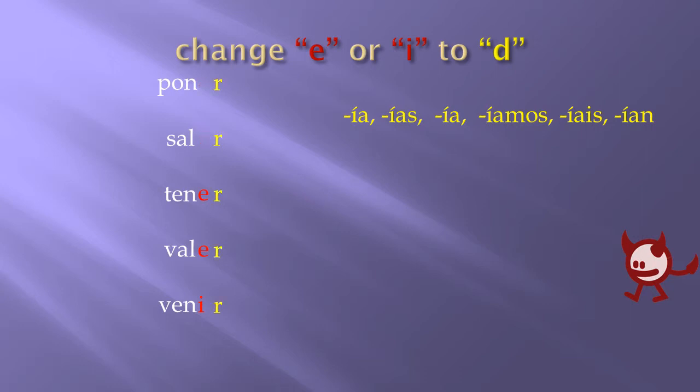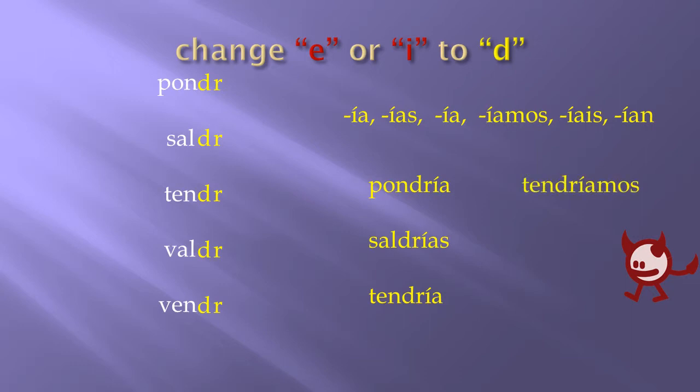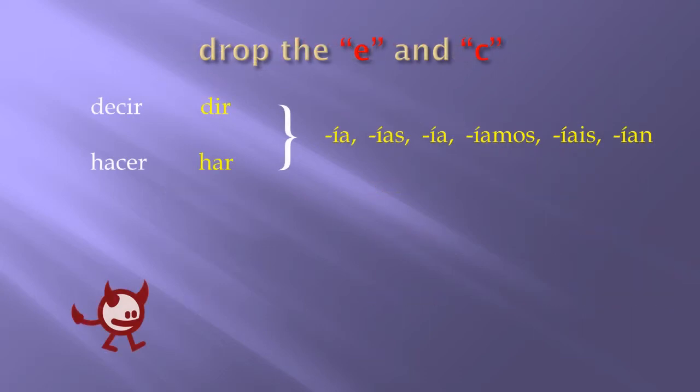Same thing here. Those are those same verbs we saw in the future tense. We do the same thing. We change E or I to D. Only difference is now we attach the conditional endings to these verbs. Is it possible? Yes, it is.